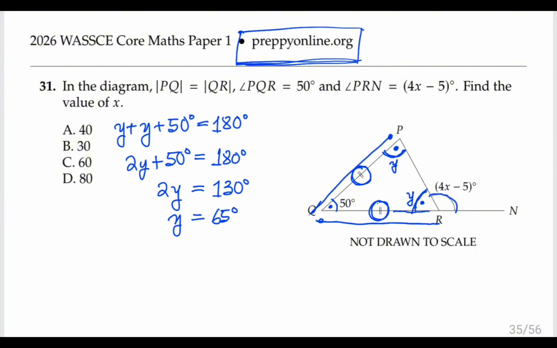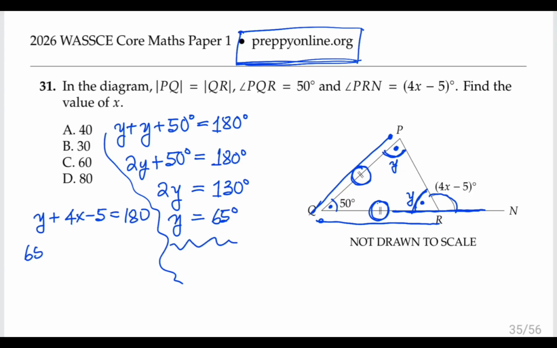Now, using the fact that y and 4x minus 5 are two angles on a straight line, we use the fact that the sum of the angles on a straight line is 180 to write that y plus 4x minus 5 is equal to 180. These are two angles on a straight line, so they must add up to 180. So we substitute y equals 65 into this. So we have 65 plus 4x minus 5 equals 180.